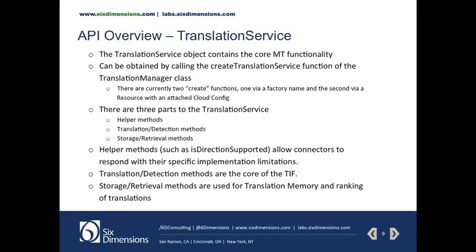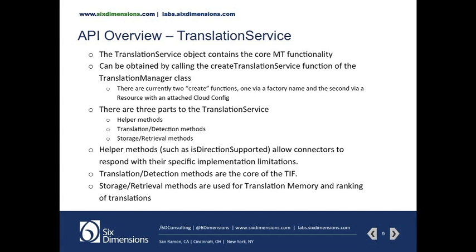The second and probably the most important class object within the API is the translation service. This is really the meat and potatoes. So this service object contains the core machine translation functionality. And this is the object that's obtained by calling the create translation service function of the translation manager class.